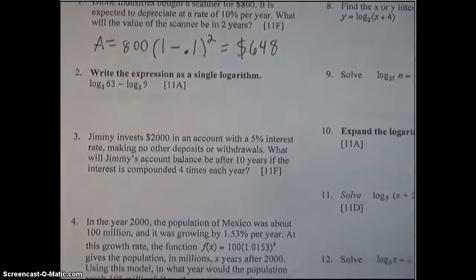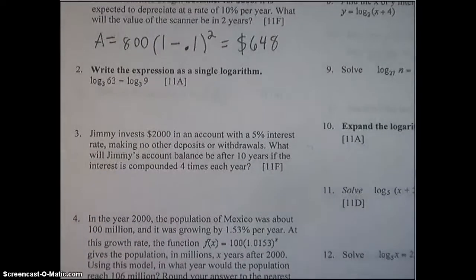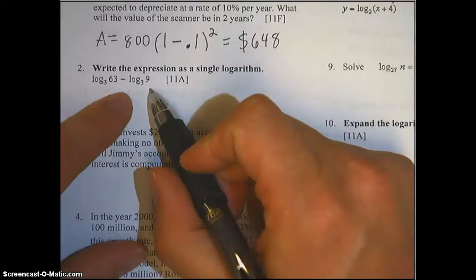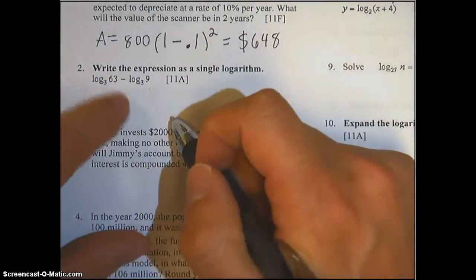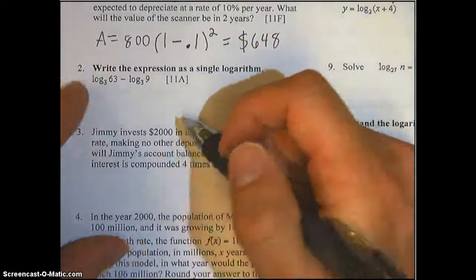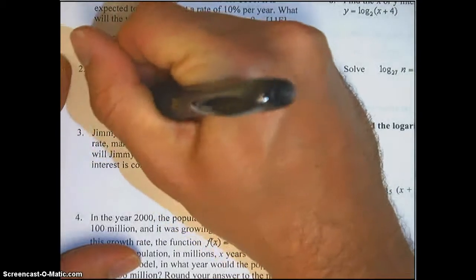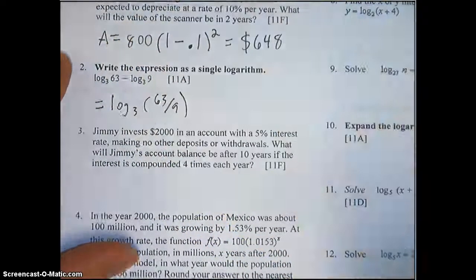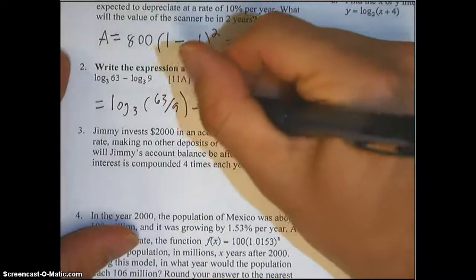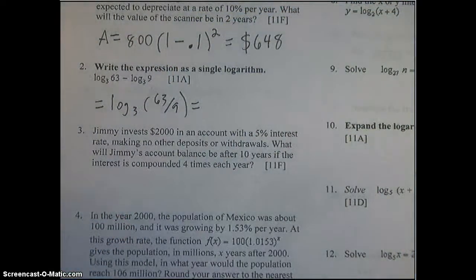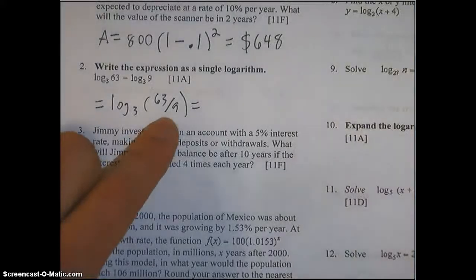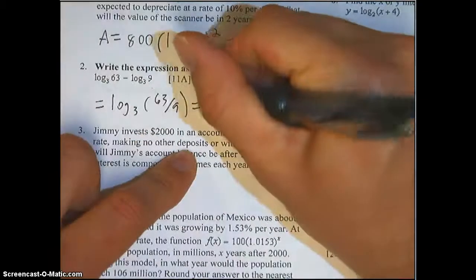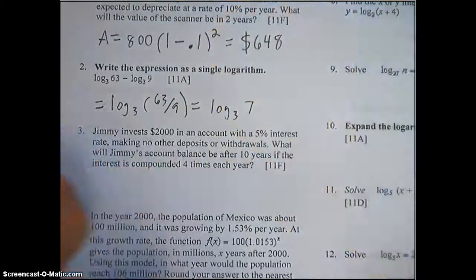Write the expression as a single logarithm, number 2 here. Remember that if the bases are the same, then you can make them into one logarithm. In this case, it's subtraction, so we're going to go ahead and change that to division. So I'm going to make that log base 3 of 63 divided by 9. Subtraction becomes division. I'm sorry, getting ahead of myself. We can simplify that a little bit more by dividing that, making this log base 3 of 7.